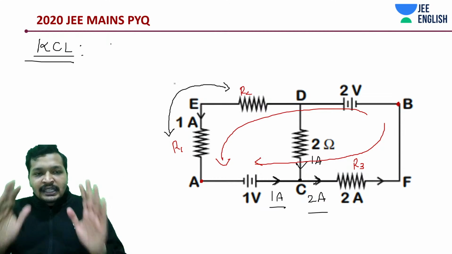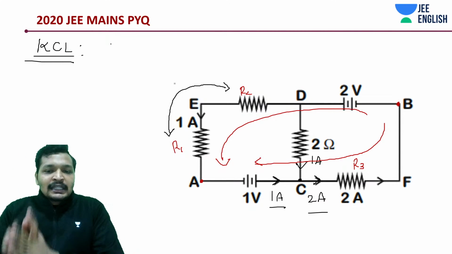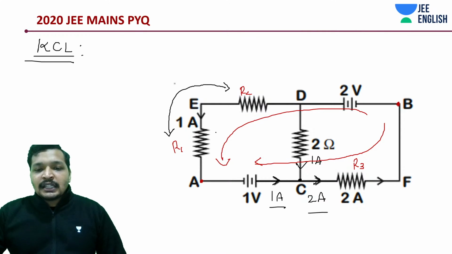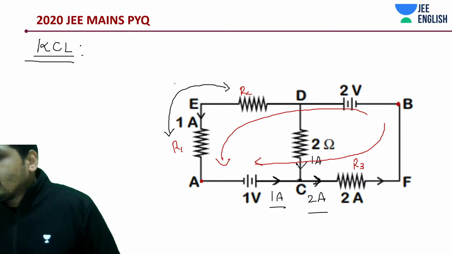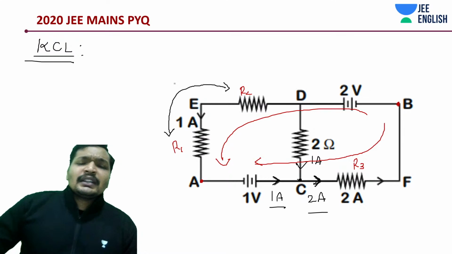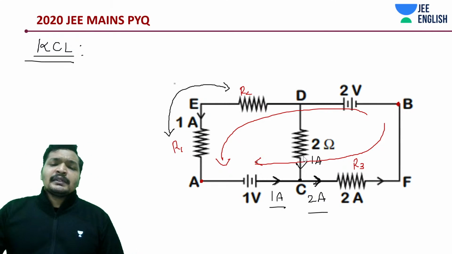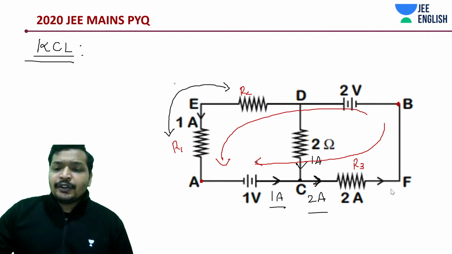KCL, junction law, same thing. What does it say? Conservation of charges. The amount of charges that has entered should also exit. That's why we have 2 ampere, and 1 ampere and 1 ampere this way. And what is KVL? Conservation of energy. Okay, now let's get into this. Do remember those things that I'm speaking about, because it's specifically for your exam.